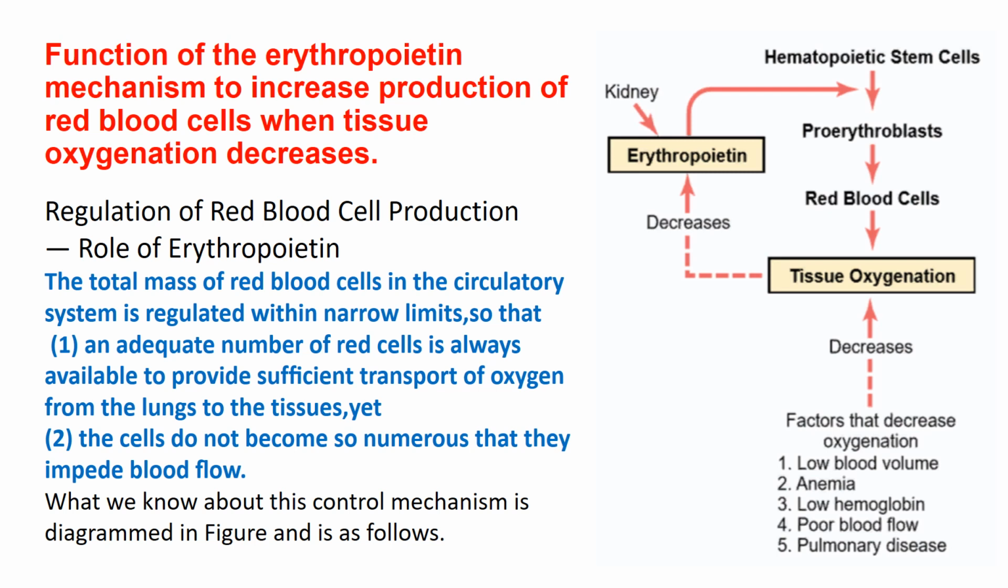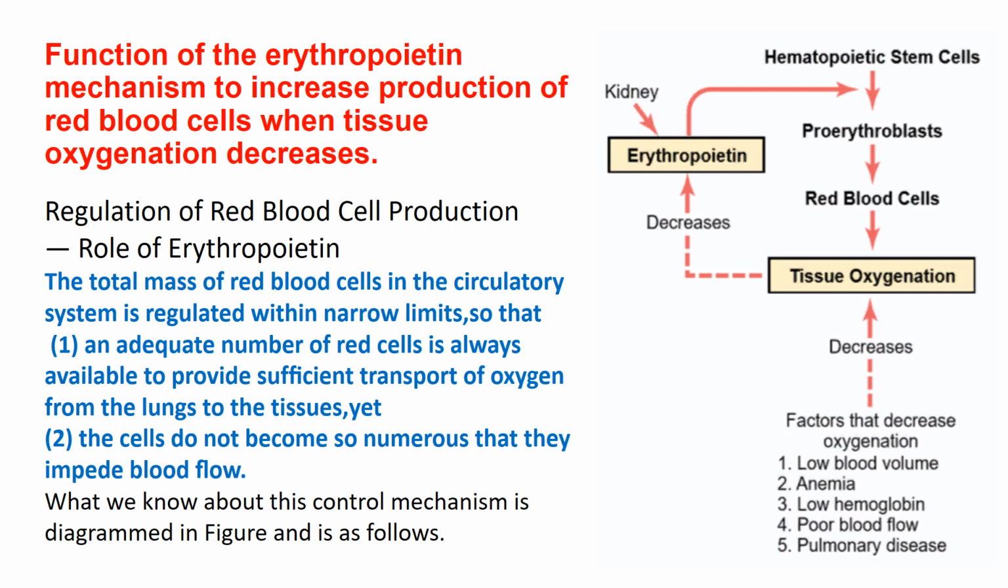Regulation of red blood cell production. Role of erythropoietin. The total mass of red blood cells in the circulatory system is regulated within narrow limits so that, 1. An adequate number of red cells is always available to provide sufficient transport of oxygen from the lungs to the tissues, yet 2. The cells do not become so numerous that they impede blood flow.